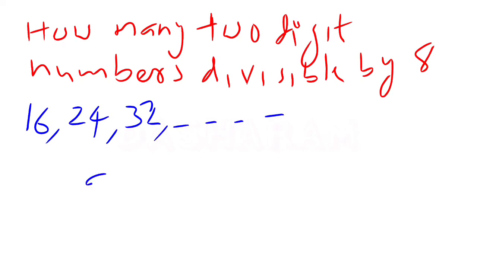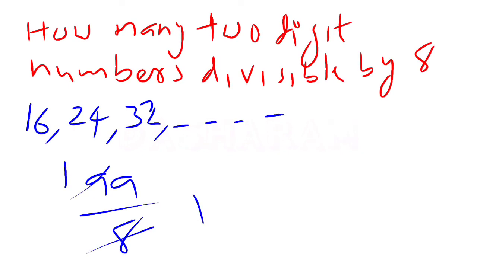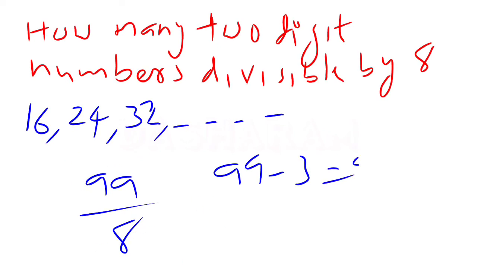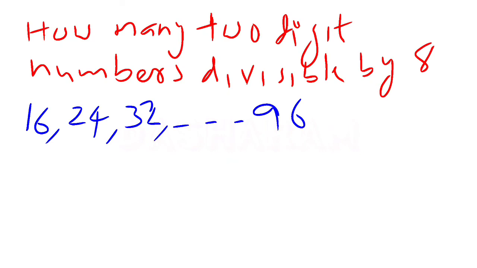Generally the last 2-digit number is 99, but is it divisible by 8? No, it is not divisible by 8. 8 ones are 8, remainder 19. 8 twos are 16, so remainder 3. We have to remove the 3 from the last 2-digit number. So 99 minus 3 will become 96. So the last 2-digit number is 96. Here the first term a equals 16.